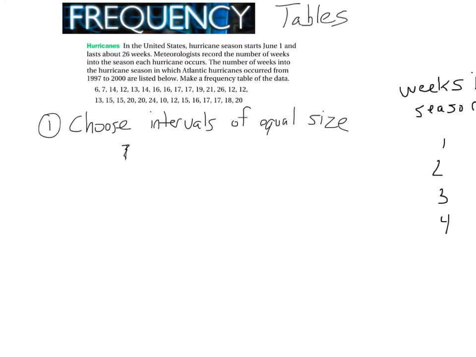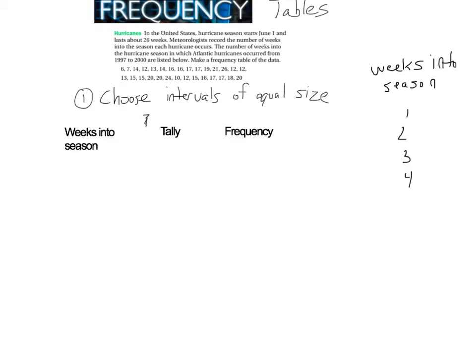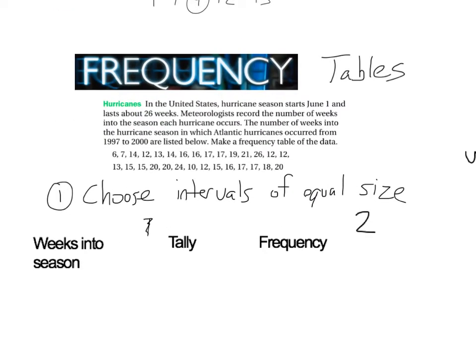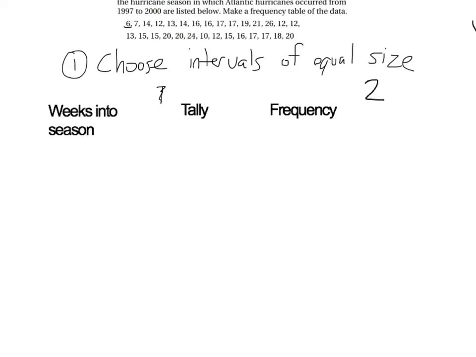Okay, so I'm going to start to set up our table. It's going to look like this. All right, so here we go. We're going to choose intervals of equal size of 2 weeks. We don't have any hurricanes that occurred 0, 1, 2, 3, 4, or 5 weeks into the season, so I don't even have to account for those. I'm just going to find the smallest piece of data, which was a 6. We're doing intervals of 2 weeks, so under weeks into season, my first row is going to be 6 to 8. From 6 to 8 weeks into the season, do we have any hurricanes that occurred in those years from 1997 to 2000?